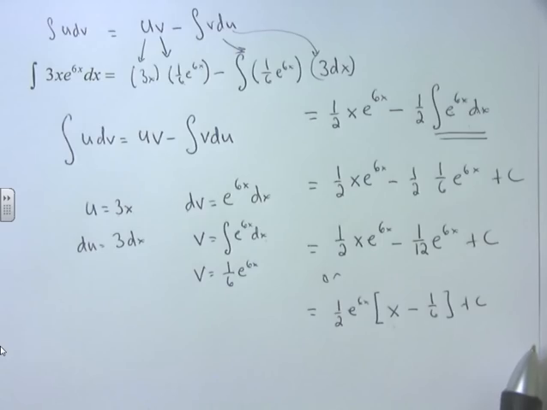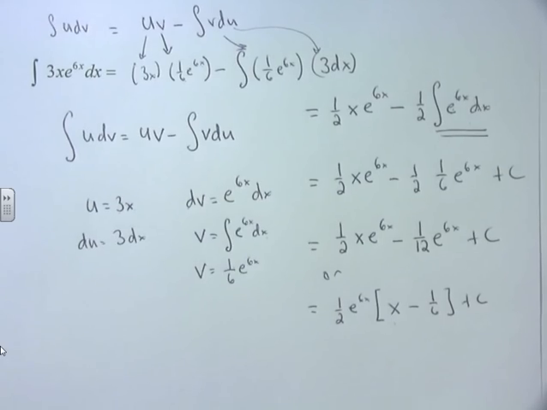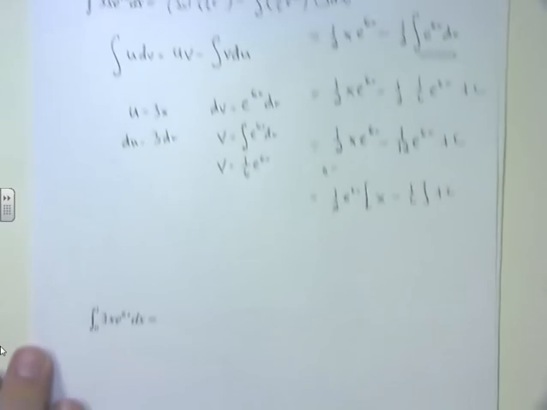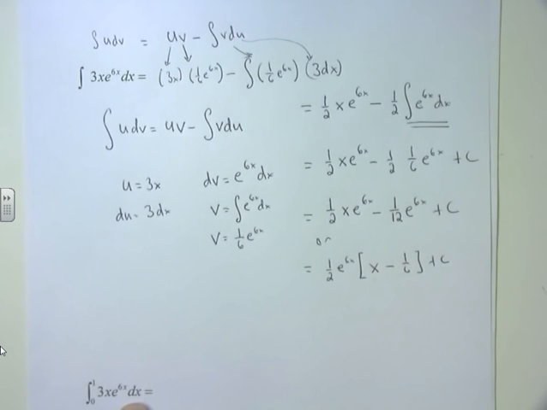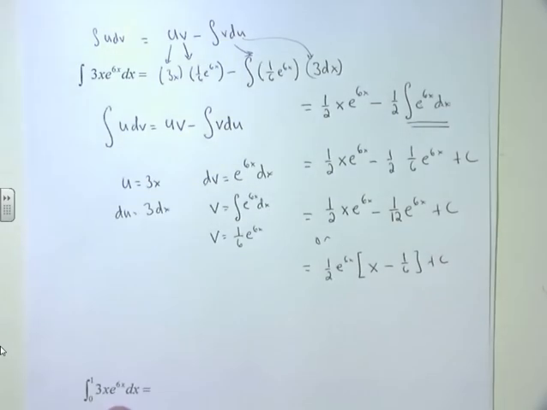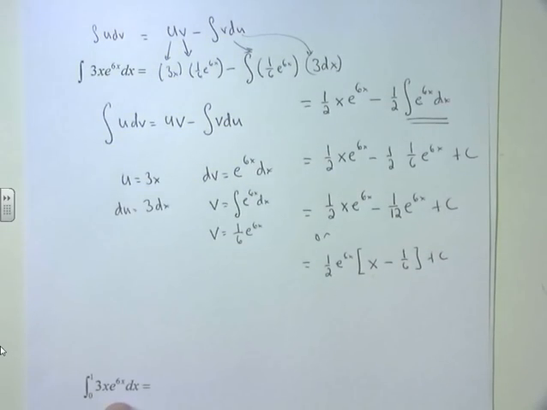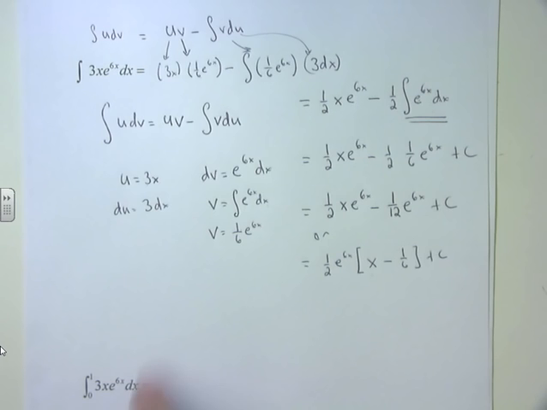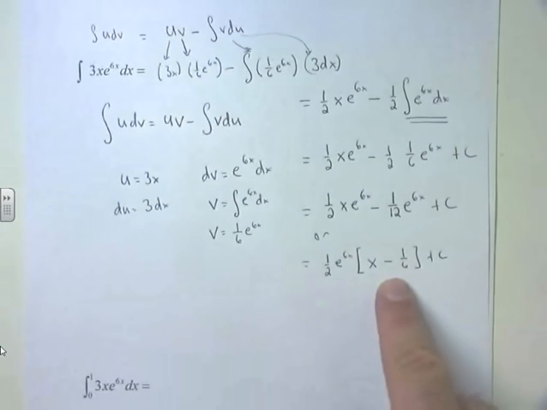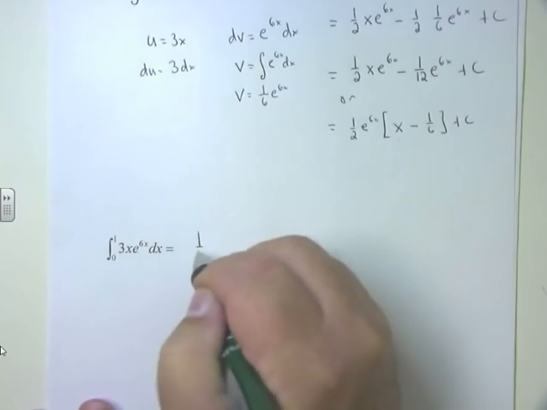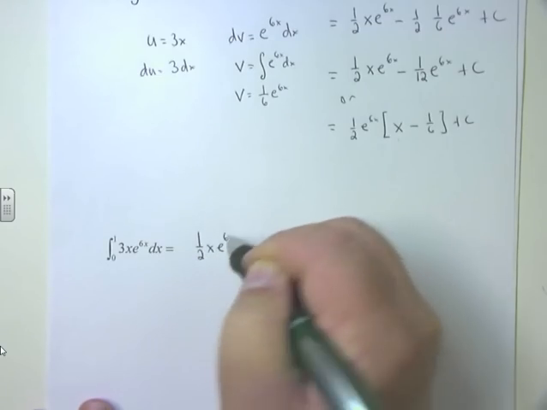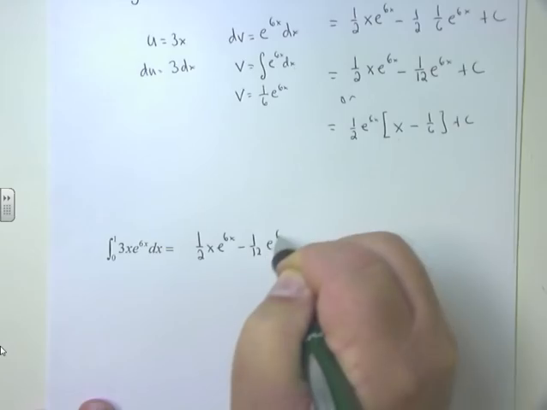Now, if you compare that question to this question here, it's the integral from 0 to 1 of 3x e to the 6x dx. You'll notice it's the exact same problem as up here, except I have bounds. So, just want to remind you, I have to integrate this guy, but all the work on integrating was up here. I got this answer right here. But because I have bounds, I'm going to take my solution, and I like this answer better. This will be 1/2 x e to the 6x minus 1/12 e to the 6x.